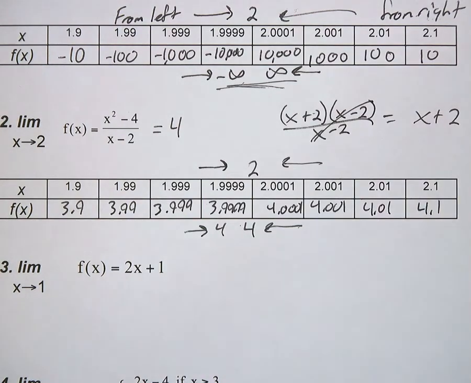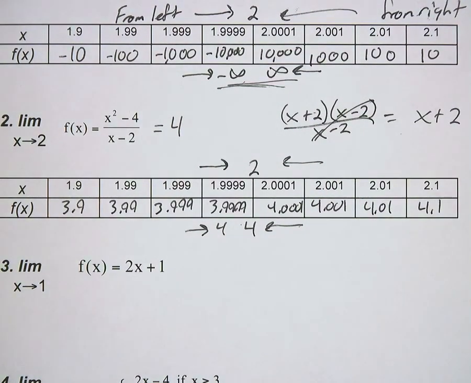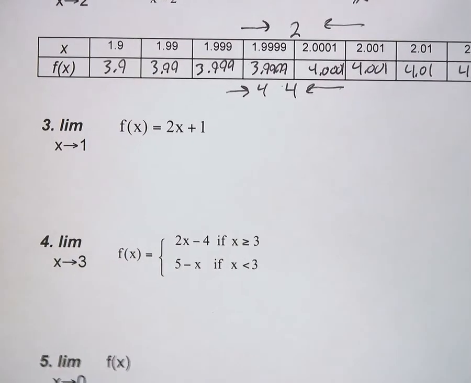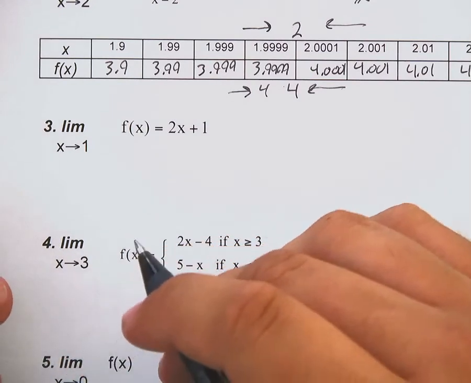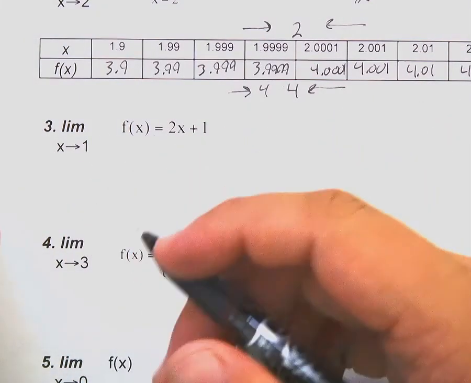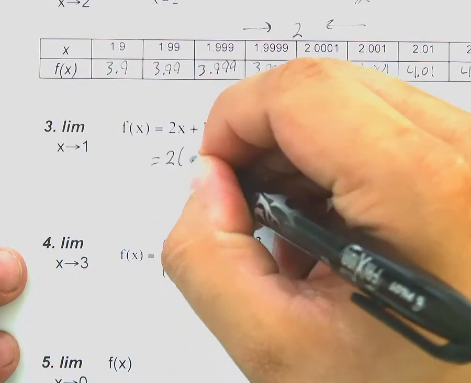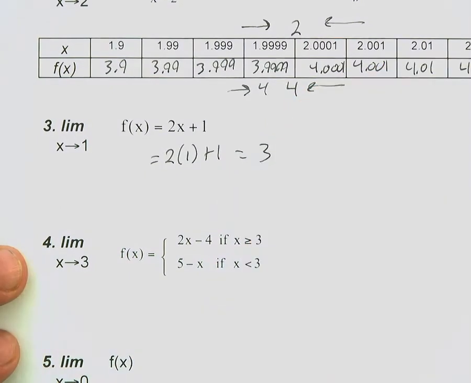So this right here kind of leads me into the next part, which is finding it without a table. What if you want to find it without a table? Some of these you can just plug straight in and find. Like on number 3, the limit as x approaches 1. Well, this is going to be 2 times 1 plus 1, right? 3. So you can just plug that one straight in, right?